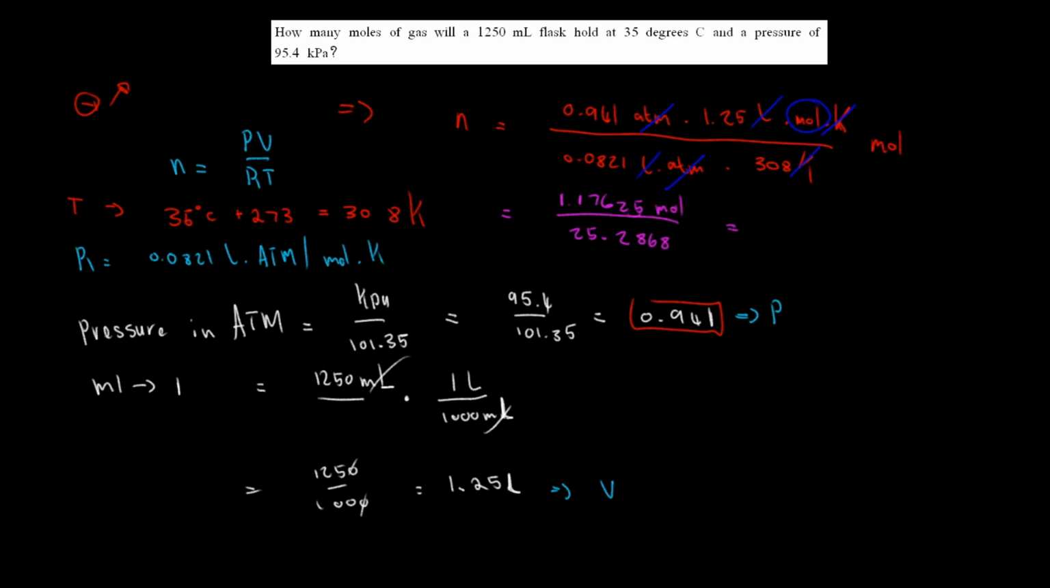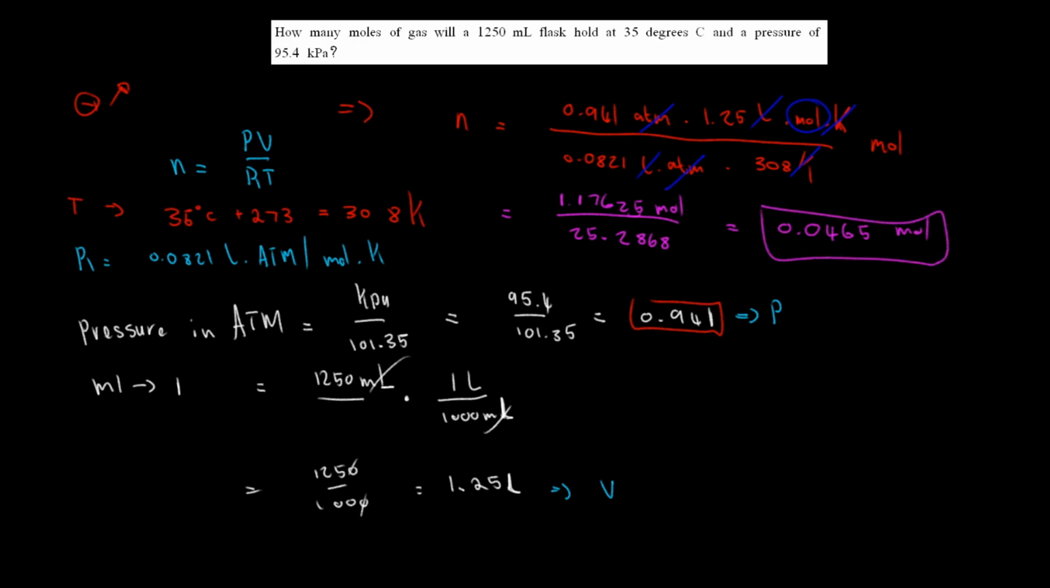So if I do this division, divided by 25.2686, I get 0.064 moles. We can round this off to 0.065 mole. Okay, so there's my final answer.